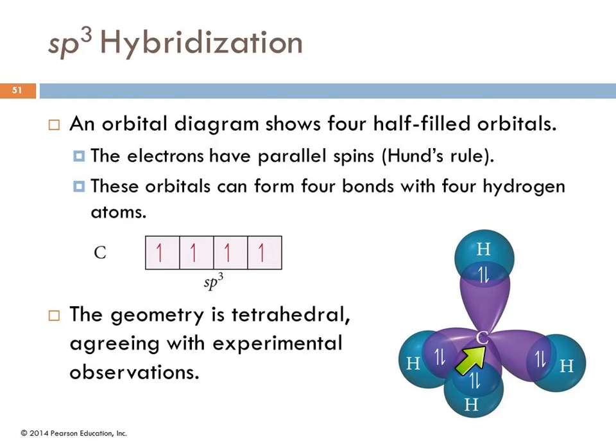So here we have, in purple, those 4 hybrid orbitals. Each of them can overlap with the s orbital of a hydrogen atom. And we get a tetrahedral geometry, and we get a molecular formula of CH4, and everything agrees with experimental observation.